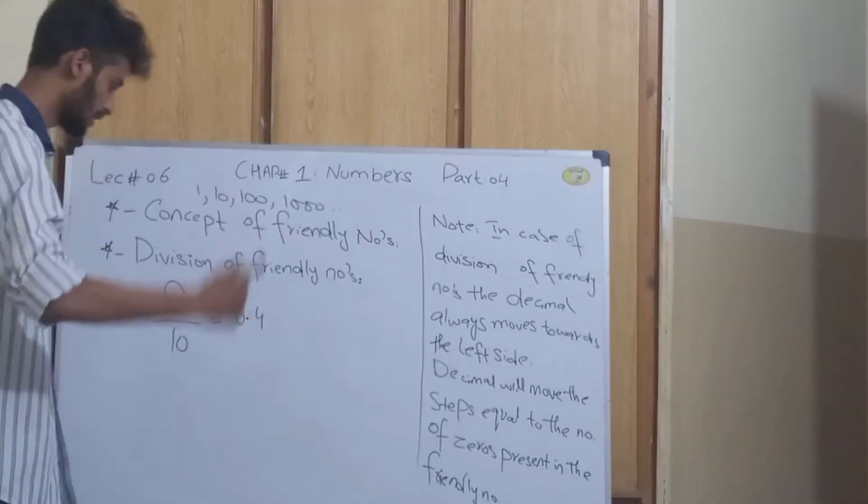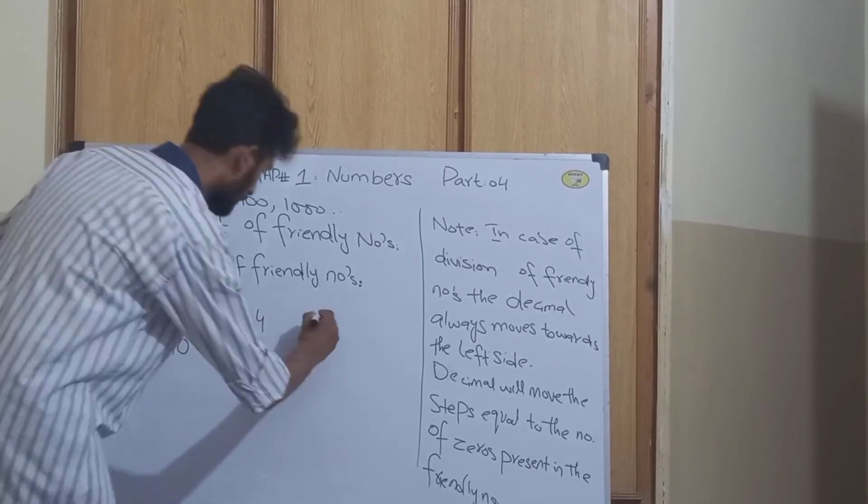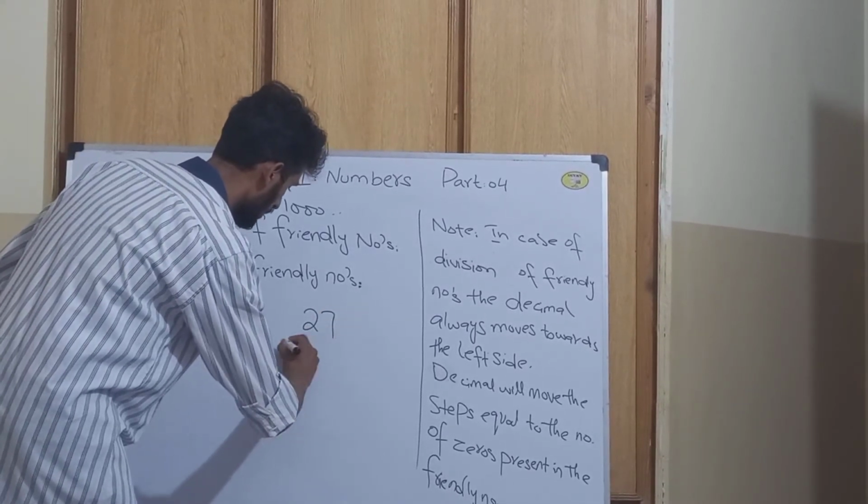Let's consider another example. For example, we have a number like 27 divided by 100.